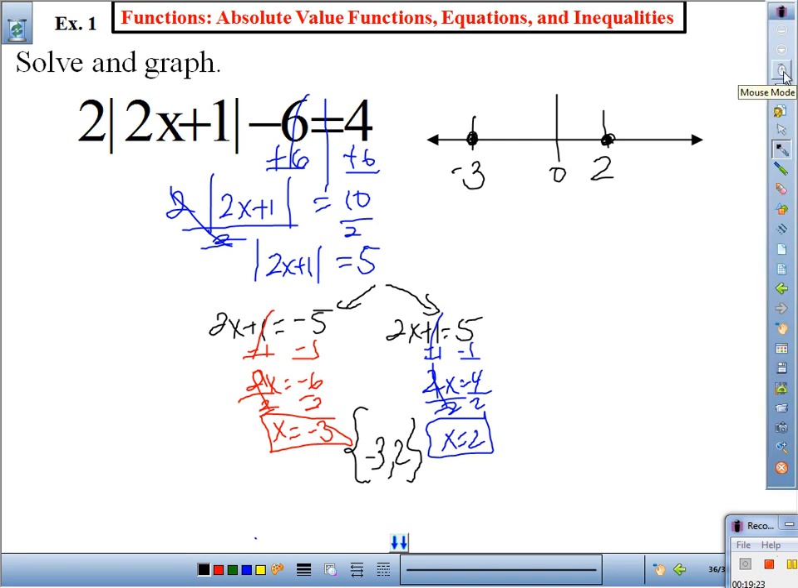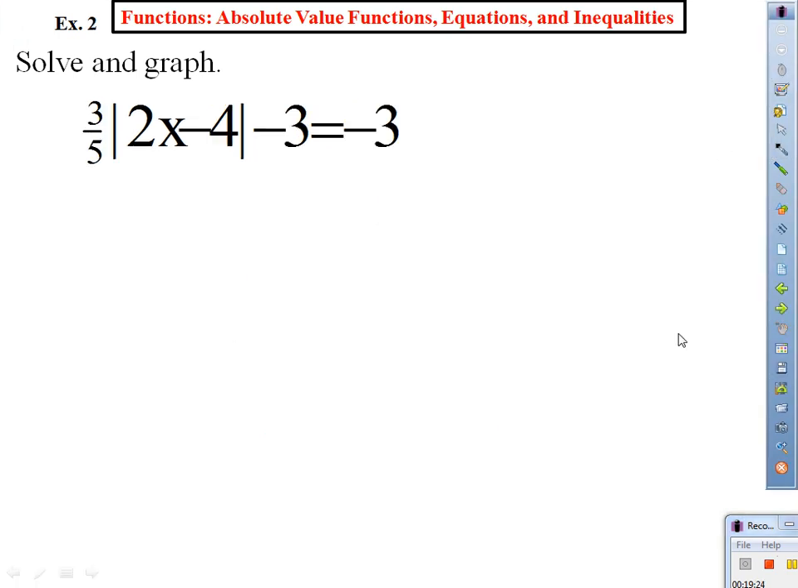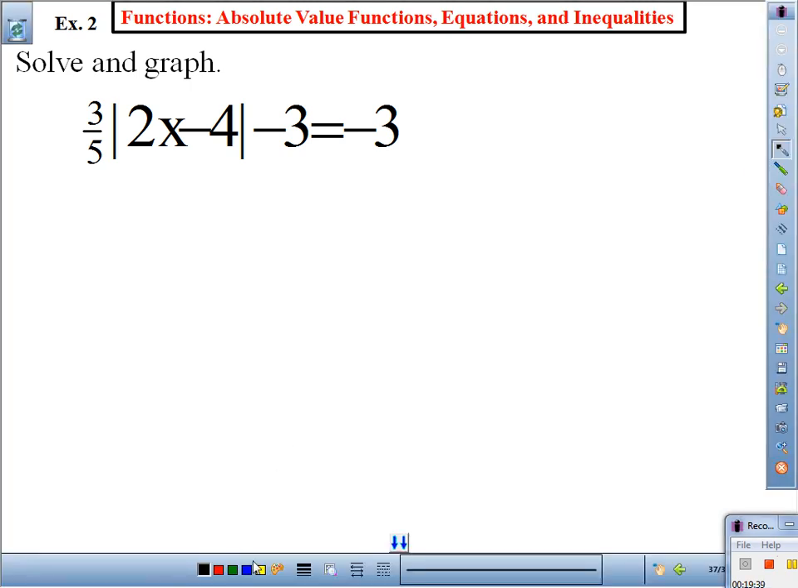Number 2. Copy this one. Solve and graph. 3/5 times the absolute value of 2x minus 4, minus 3 equals negative 3. Do this one together. Line down the equal sign.